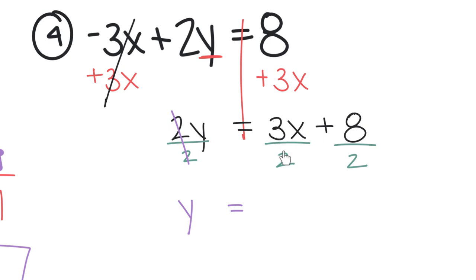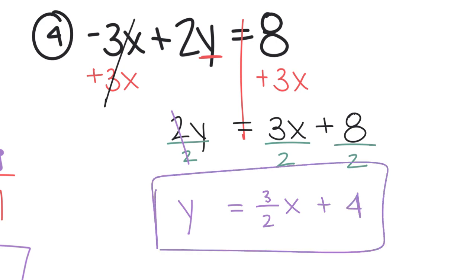Remember, you could type that in your calculator as well, 3 divided by 2, and then do math frac to see if it reduces. You would just get the same fraction back, which means it doesn't reduce. 8 divided by 2, then I can simplify, that is 4. So here's what I get for my equation.